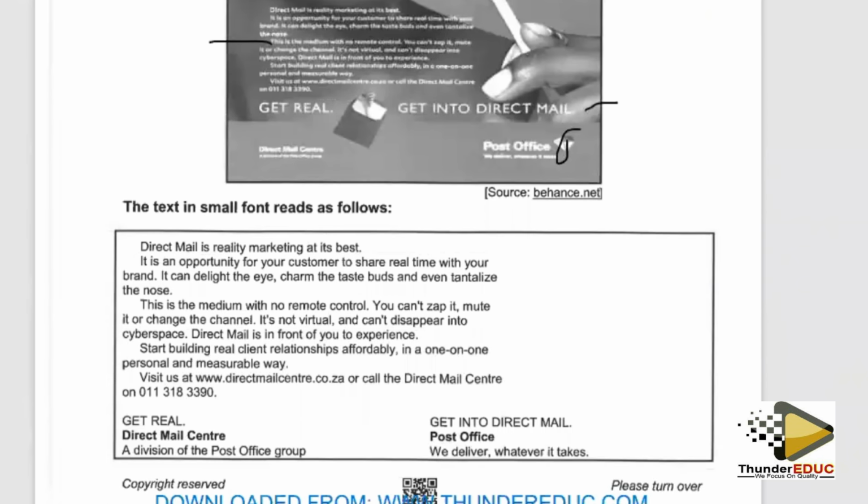And even tantalize the nose. This is the medium with no remote control. It's not virtual and can't disappear into cyberspace.